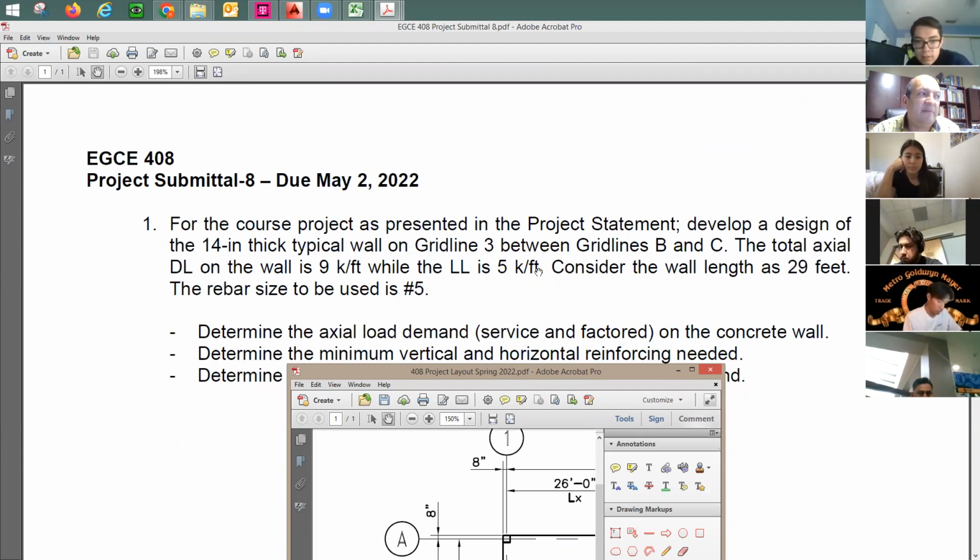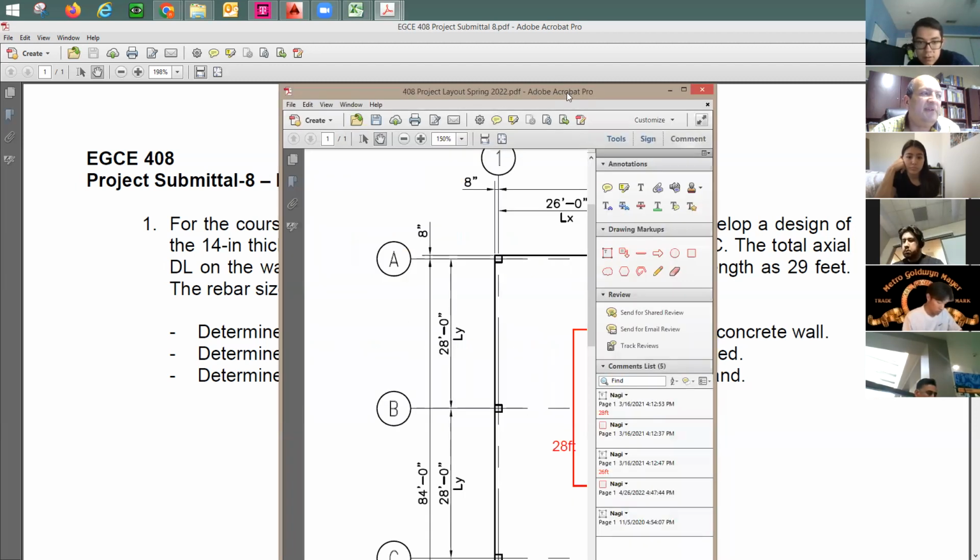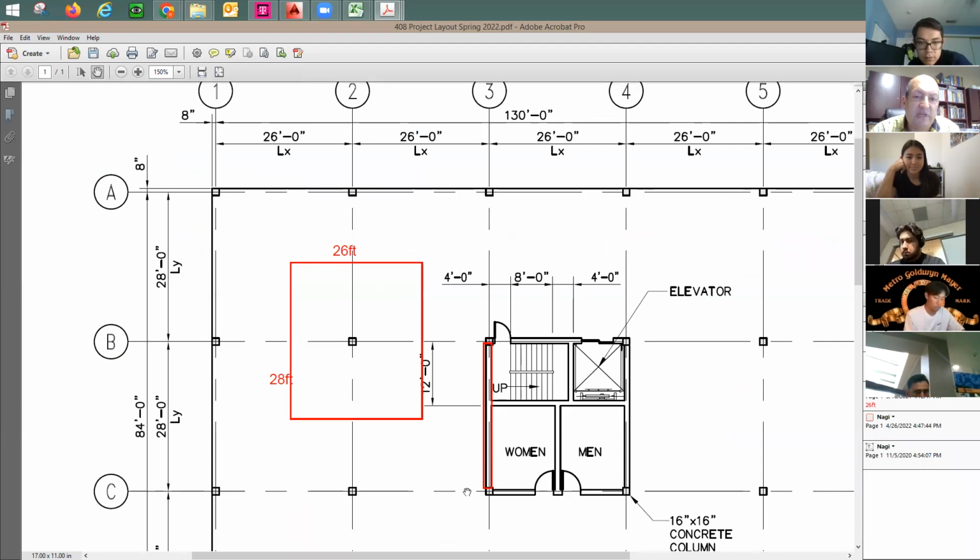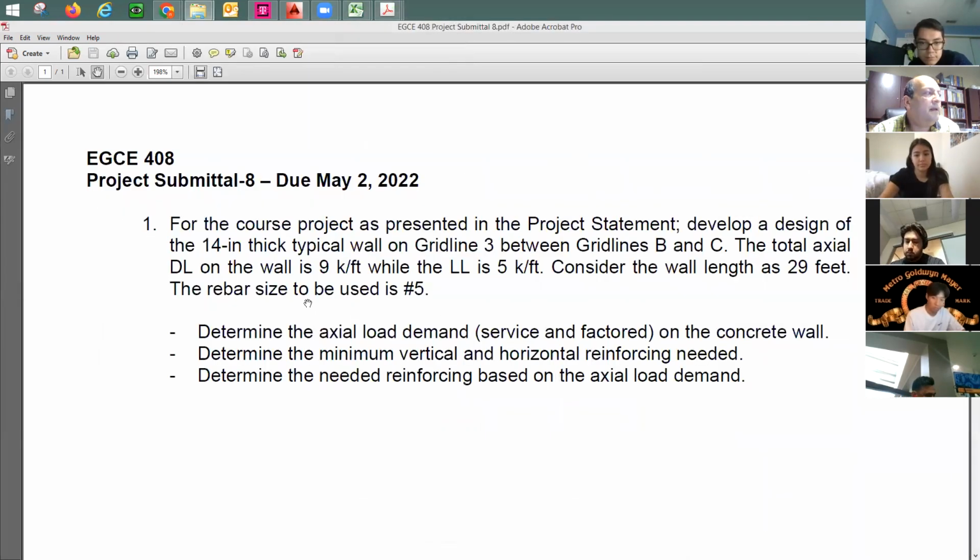Live load, 5 kips per foot. Consider the wall length as 29 feet. So don't try to measure from here, just take 29 feet. It is given to you to be 29 feet, please use it as 29 feet. Rebar size is given number 5.